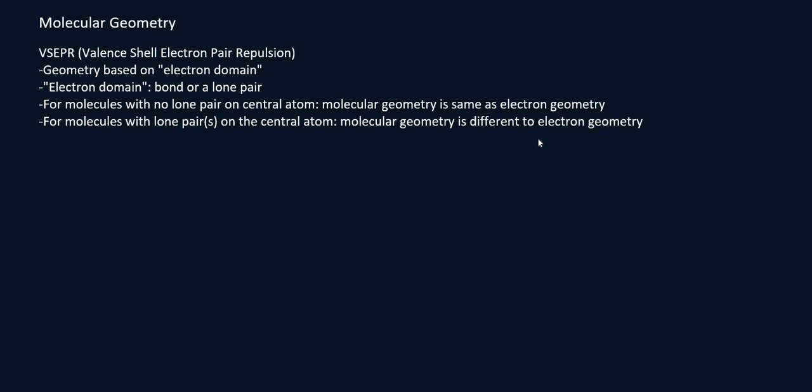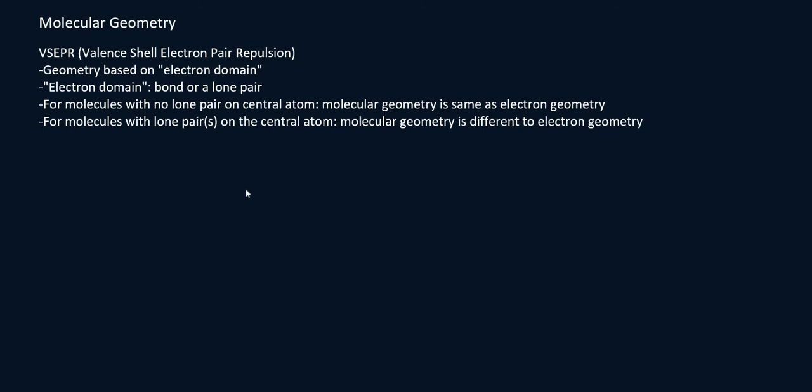So what is an electron domain then? Well, an electron domain is a bond or a lone pair. And when I say bond, what I mean is it's just an area where we have a bond. So it doesn't matter whether it's a single bond, double bond, or triple bond. As long as there's a bond there, you count that as one domain. And same thing with a lone pair. If there's a lone pair there, you count that as one domain.